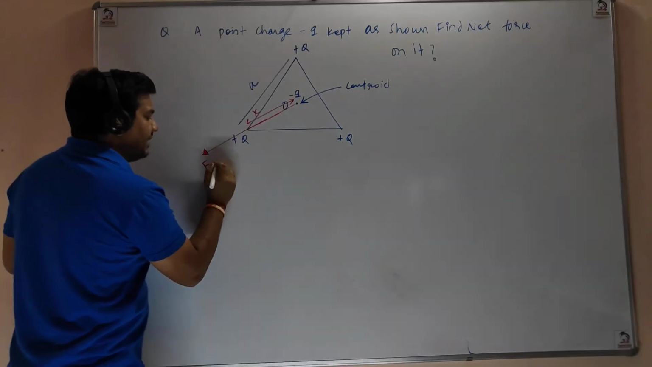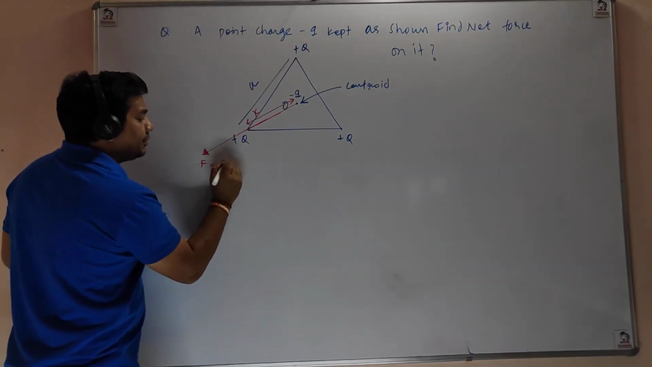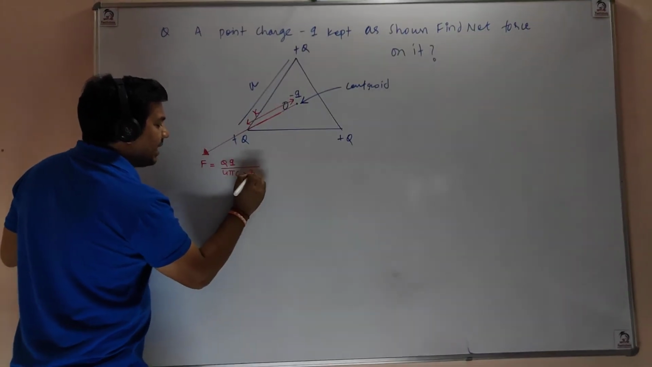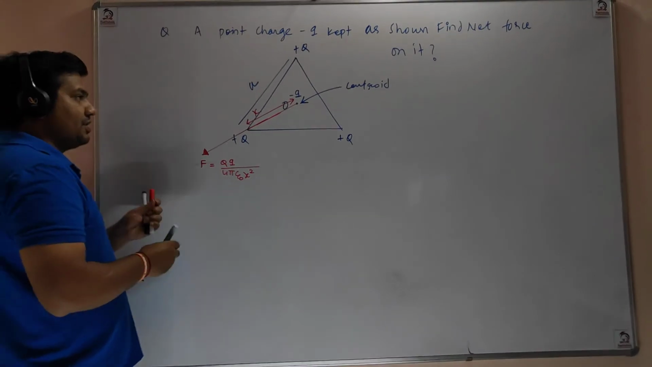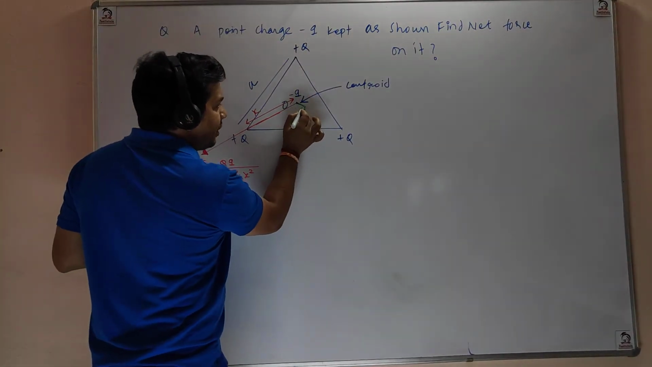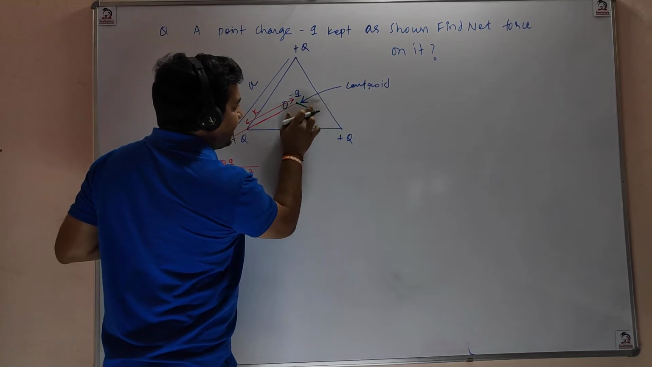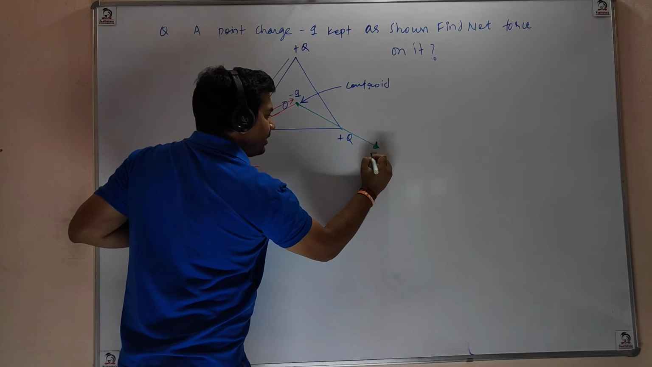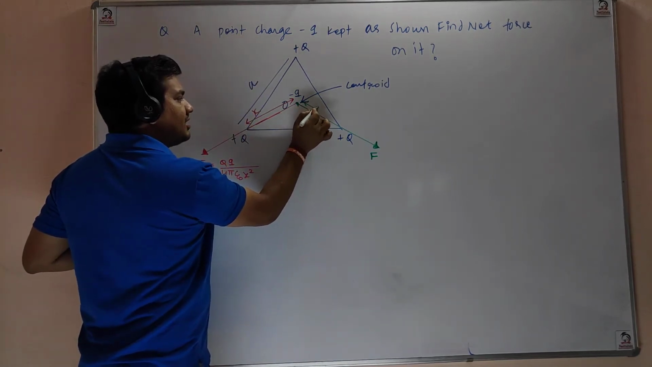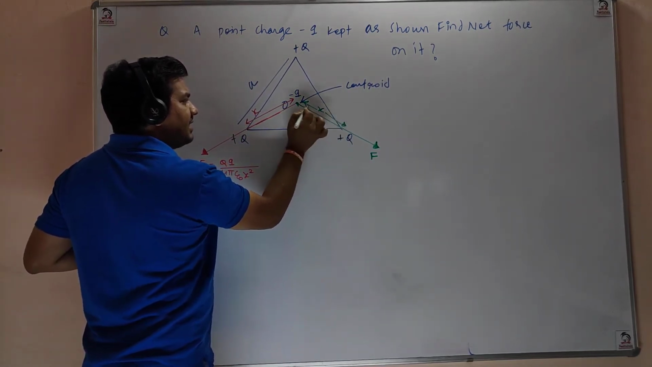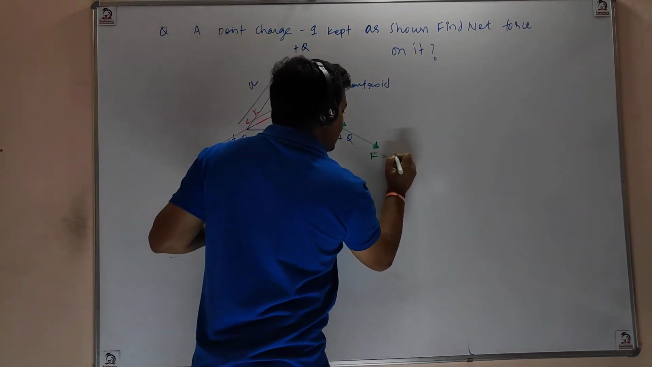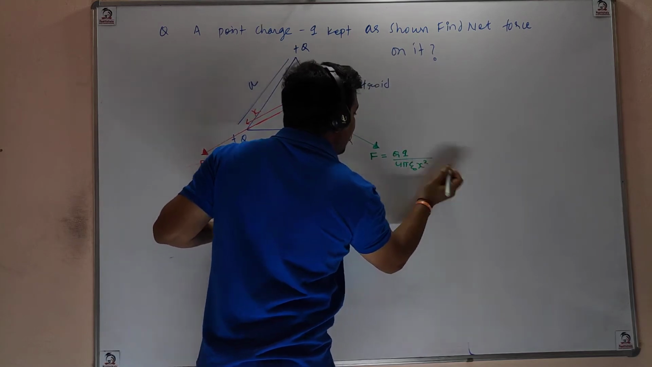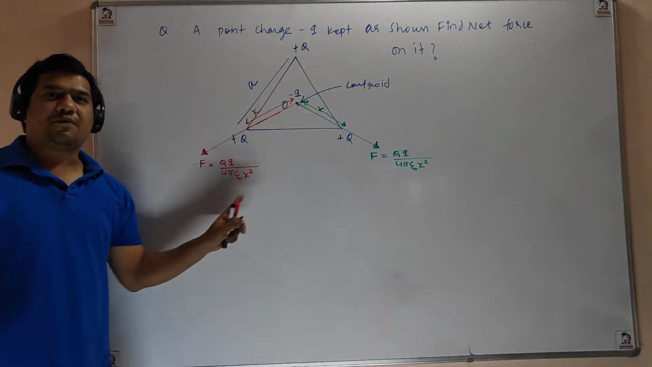Okay, so the value of F will be Q1 Q2 divided by 4 pi epsilon naught x square, right? This will be the force. In the same way, plus Q will also attract minus Q along the line of joining. Agree? Like this. So this distance is also x. Distance of centroid from each vertex is the same, so this is also x. Q1 into Q2 divided by 4 pi epsilon naught x square. So the red and green forces must be the same, right?